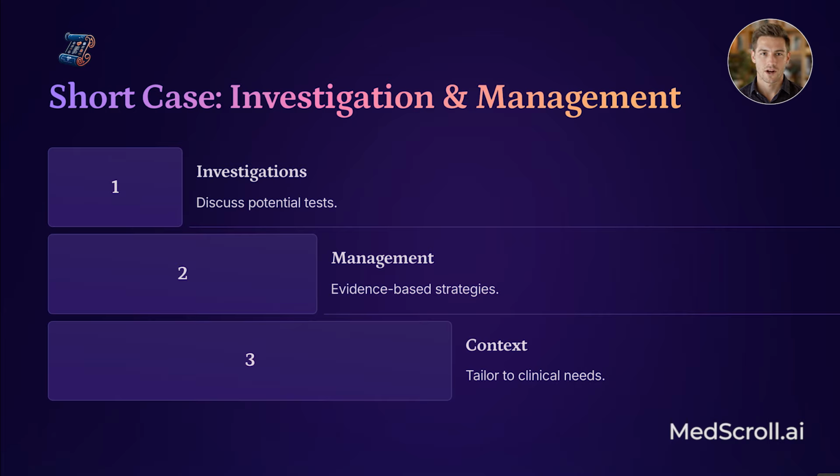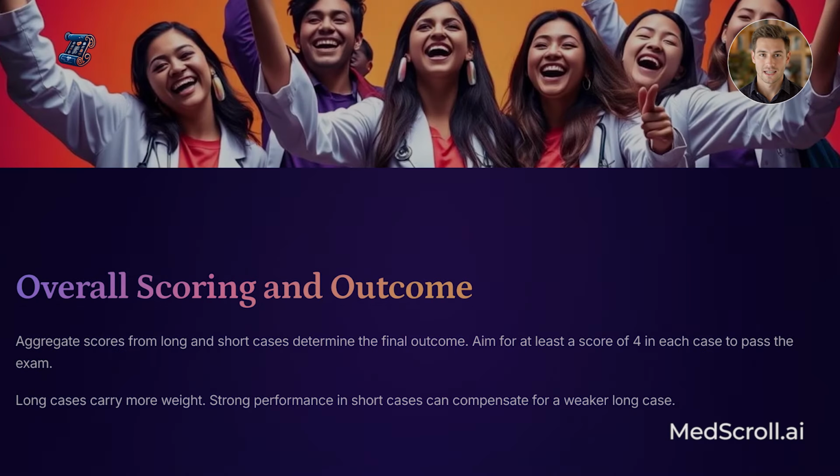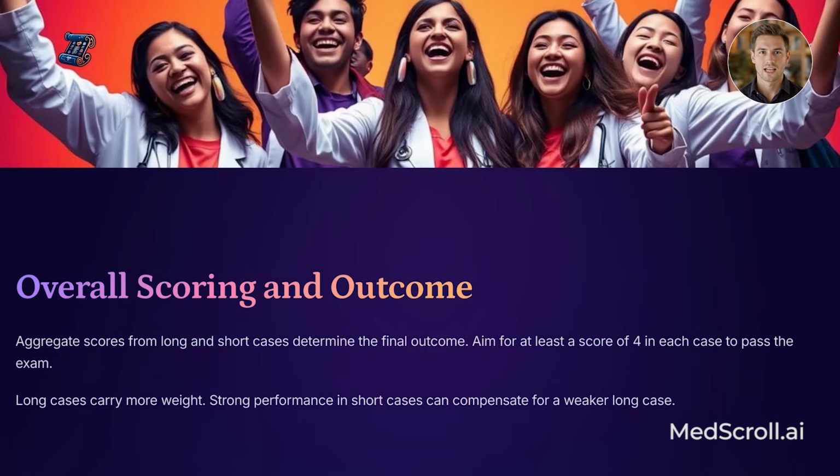It's important to note that the final outcome of the exam is determined by aggregating your scores from 2 long cases and 4 short cases. In general, you should aim to achieve at least a score of 4 in each case to pass. Keep in mind that long cases carry more weight than short cases. In some scenarios, you might pass the exam even if one long case falls below expectations, provided your performance in the short cases is strong.